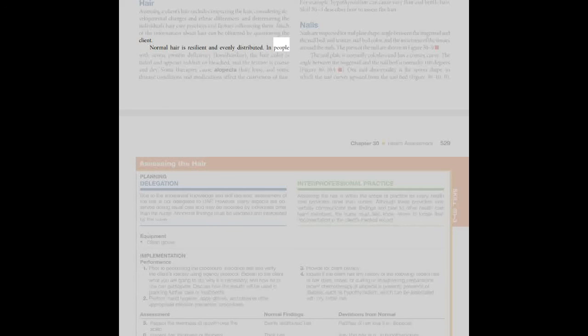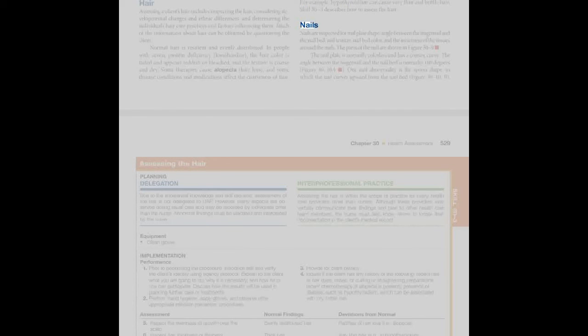In people with severe protein deficiency, kwashiorkor, the hair color is faded and appears reddish or bleached, and the texture is coarse and dry. Some therapies cause alopecia, hair loss, and some disease conditions and medications affect the coarseness of hair. For example, hypothyroidism can cause very thin and brittle hair. Skill 30-3 describes how to assess the hair.